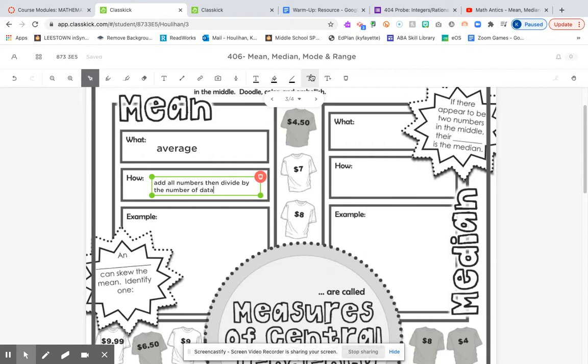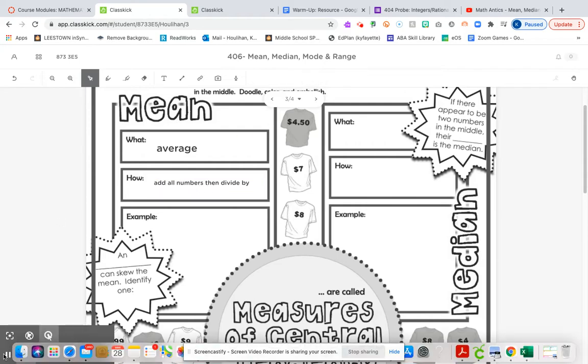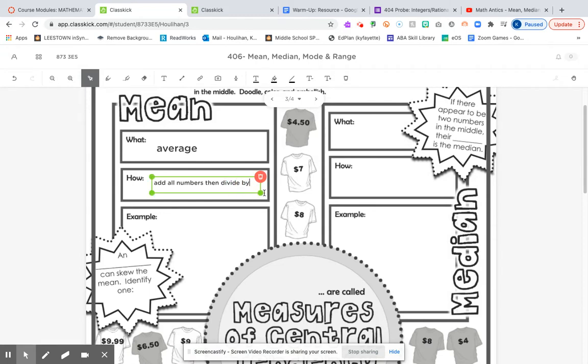So you're going to add all the numbers, then divide by the number of numbers you added. So that might be a little confusing. So you're going to add, then divide, basically. So I'm going to just highlight that. You're going to add, then divide. So put that on your sheet.